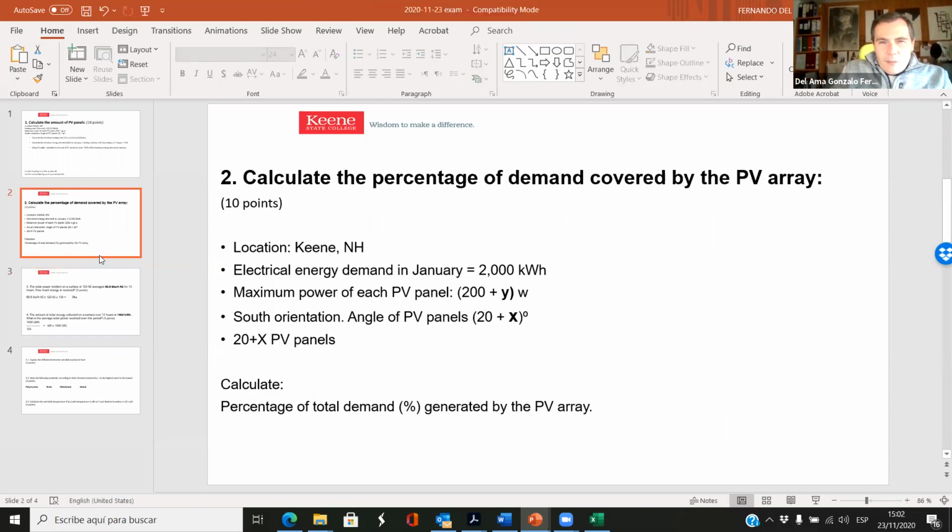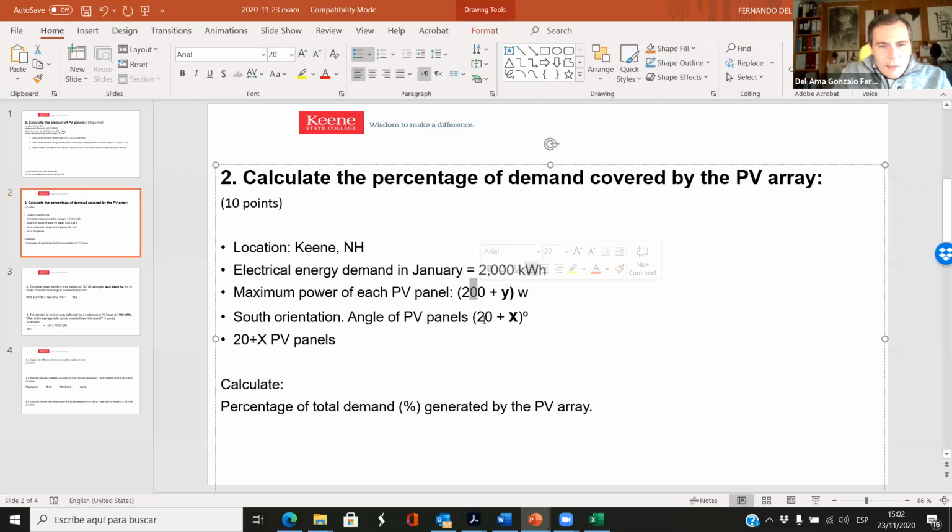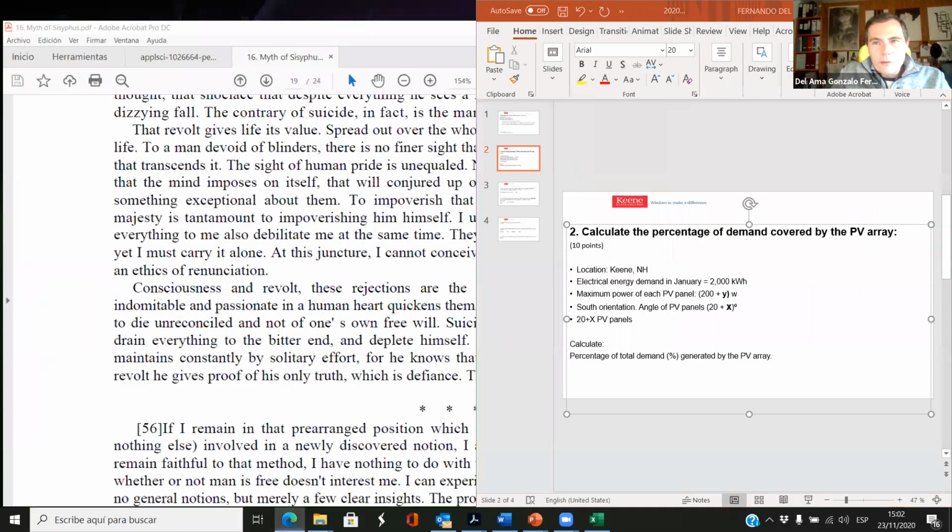Here, calculate the percentage of demand covered by the PV array. We are in Keene. The electrical energy demand in January is this. The maximum power of each panel is, well, here you have to calculate this with your ID, let's say 220. And we have 20 panels. It's not specified, but we need to calculate the PV watts, or we need to use the PVWatts software.